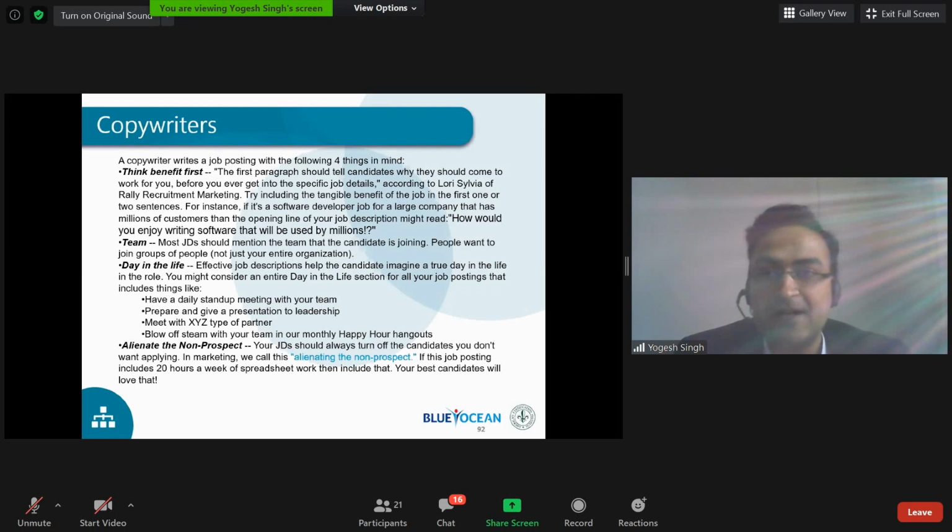Also, you can smartly alienate the unknown prospect. For example, you can say 20 hours a week of spreadsheet work, and include that in the job description. So this job requires 20 hours of Excel sheet work, for example. This job requires a lot of public speaking. This job requires 10 days out of town. So things like that, what will happen? The unsuitable prospects will be alienated, and only people who can do that will apply.